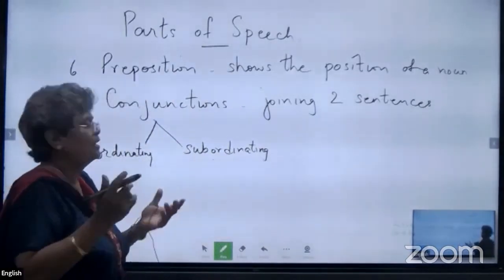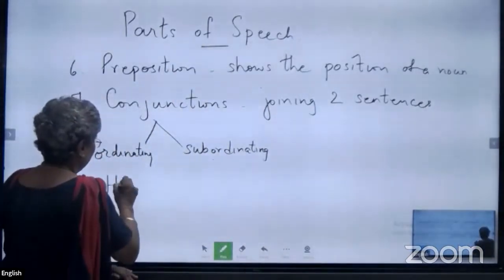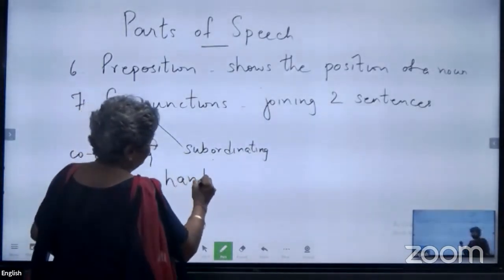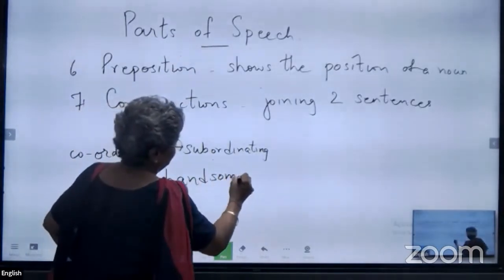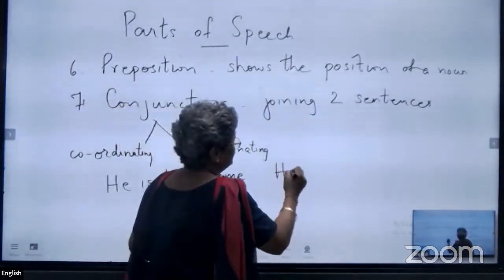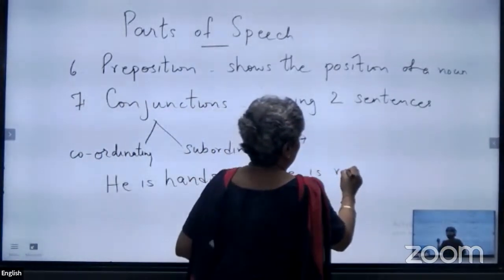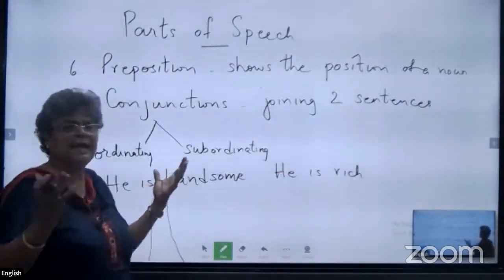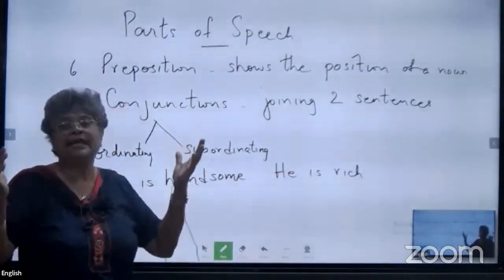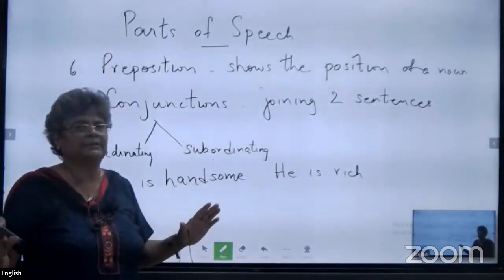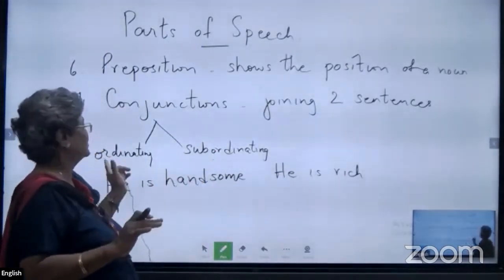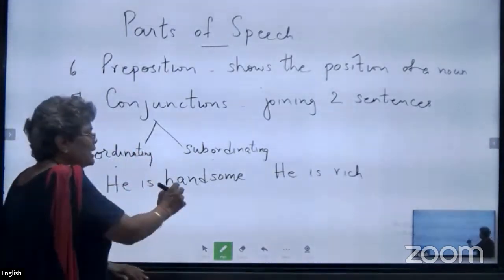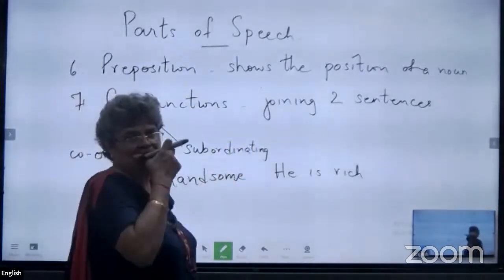While coordinating is, he is handsome, he is rich. Both are at par. It makes complete sense. He is handsome, a complete sentence. He is rich, again a complete sentence. Two main clauses are joined by a coordinating conjunction. He is not only handsome, but also rich.